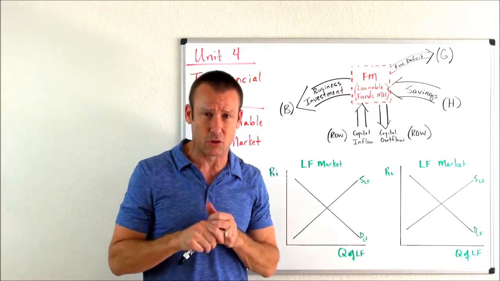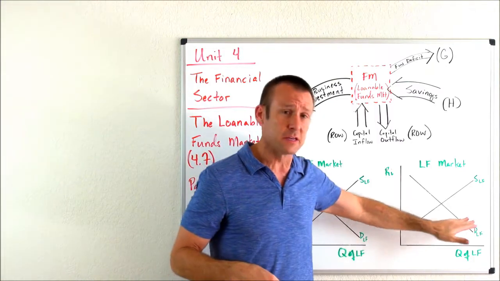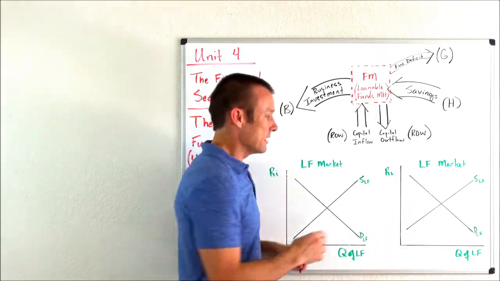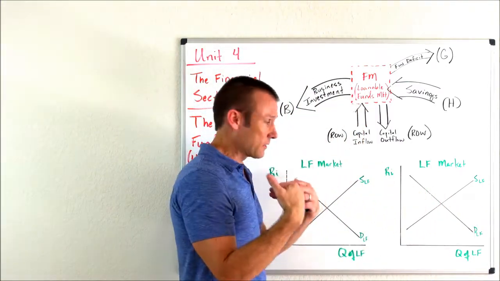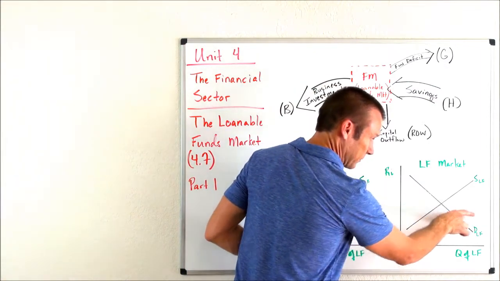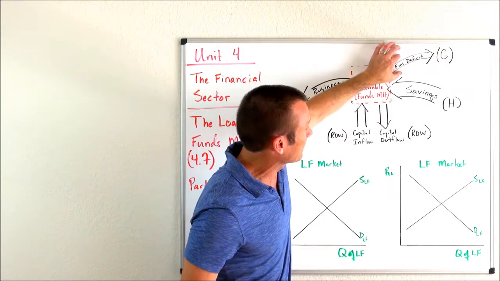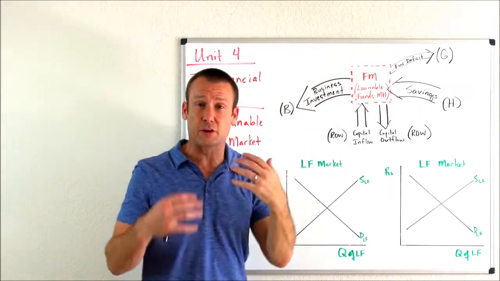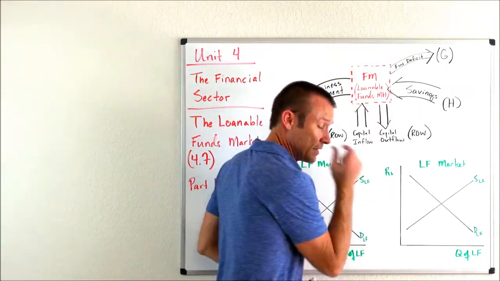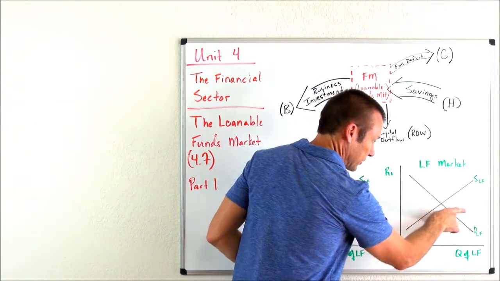They are demanding loanable funds. So let's show them demanding loanable funds. And so, when they demand loanable funds, we will shift the demand for loanable funds to the right. Let's say the deficit gets bigger. Government deficits get bigger. They're going to have to demand more loanable funds. That increase in demand for loanable funds shifts it to the right.